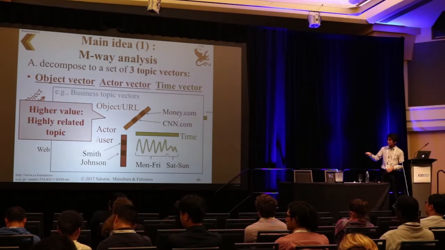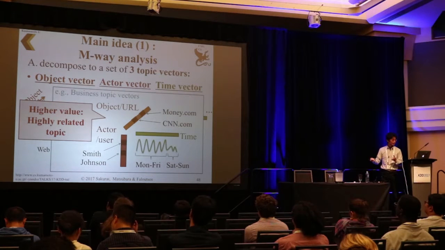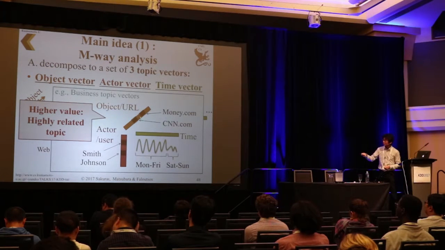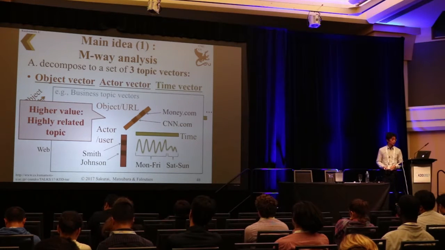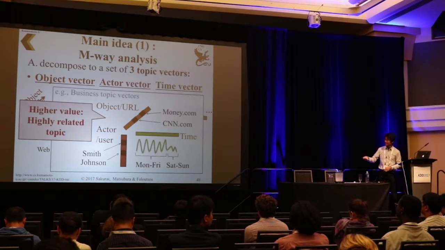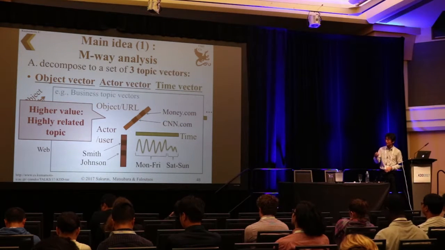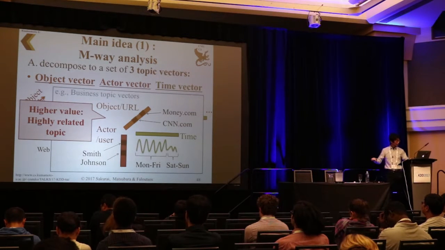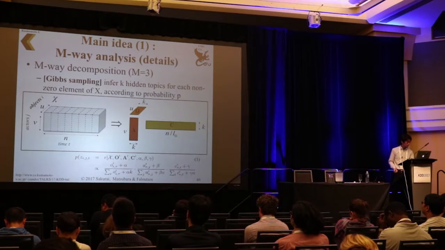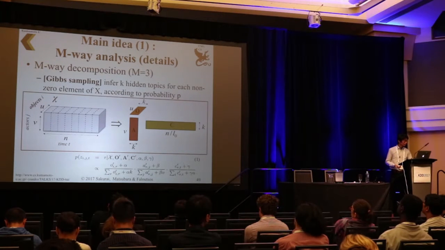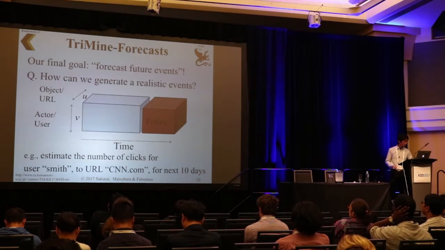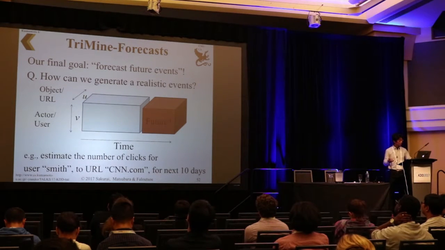If man.com and cn.com are related to the business topic, then these elements have very high values. If users Smith and Johnson are interested in business, their values are also high. The same happens in the time vector. Then we decompose the tensors, and we use such decomposition information for forecasting.